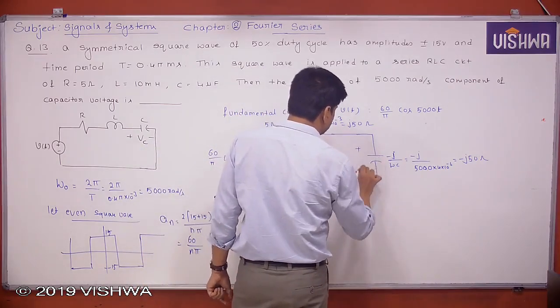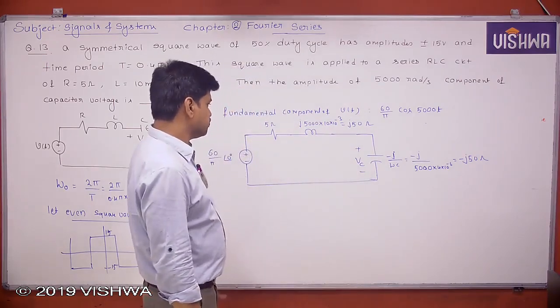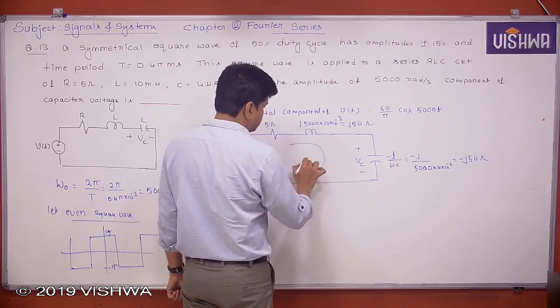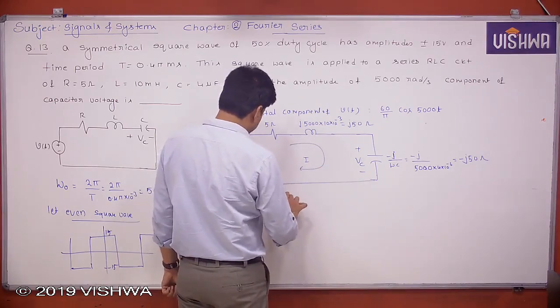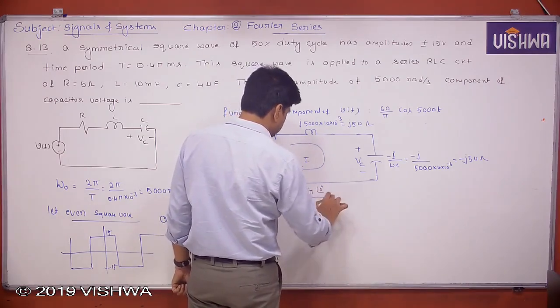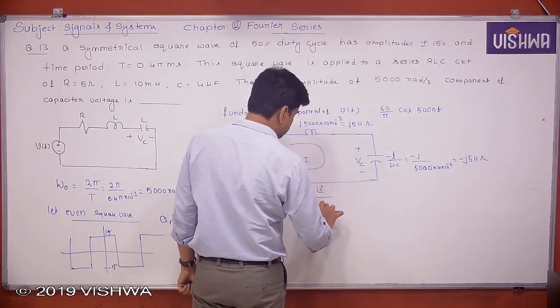And we need to find this Vc, the fundamental component of Vc. So simply, if I find the current through it, I is equal to 60 by pi at an angle 0 degrees by 5 ohm plus J50 minus J50.